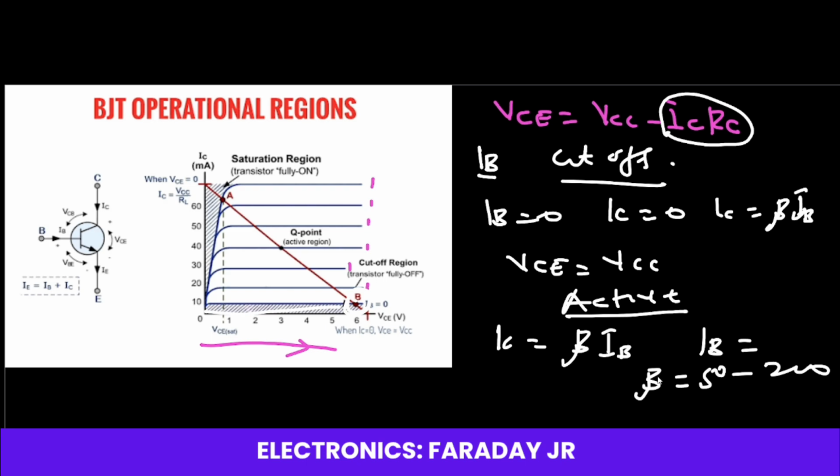Now, if IB is increasing and IC is increasing, don't forget that the value of VCE will also drop because of the factor VCC minus IC RC. So at a certain point where IC is maximum, it means that we have gotten the maximum drop at this section. So assuming this was 20 volts, and we have gotten a drop of 20 volts, that will result in VCE being 0. So maximum IC will result in VCE being 0 volts.